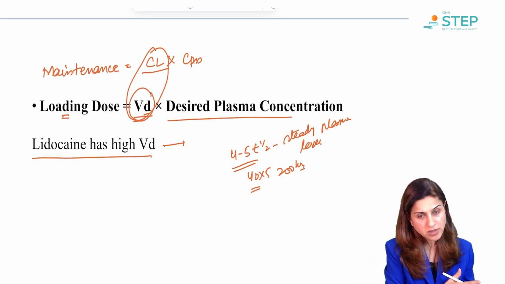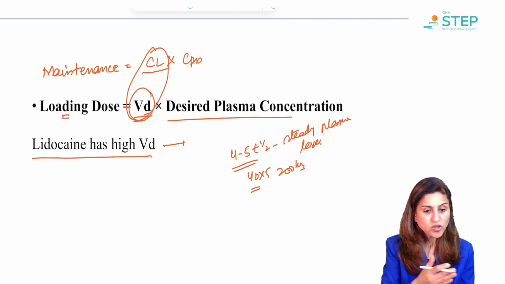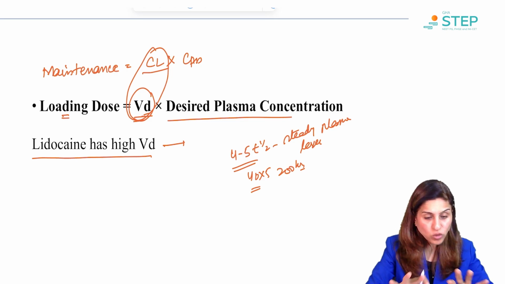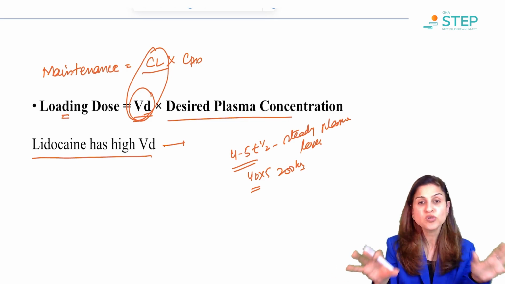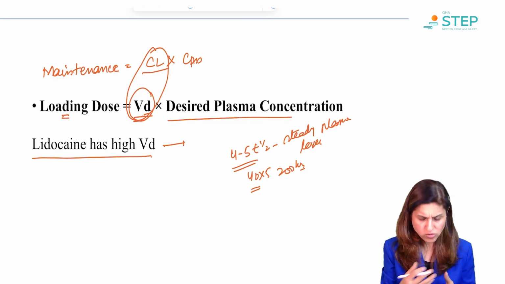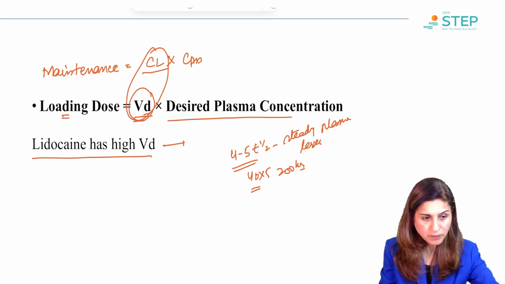So we can do this. For lidocaine, the reason is that it has a very high volume of distribution. So you have to give a larger dose so that it takes into account the distribution into the tissues, and then it will achieve its therapeutic plasma concentration. There can be so many reasons for it. So lidocaine, you remember this one.